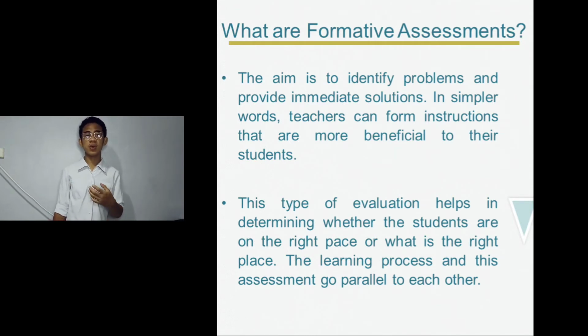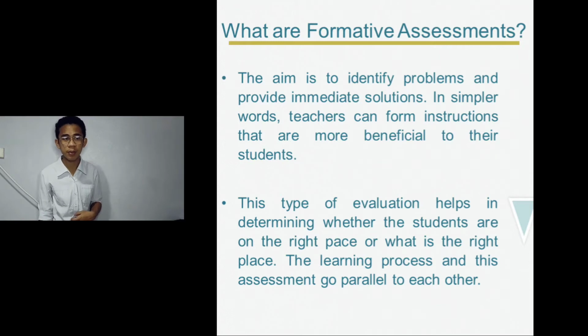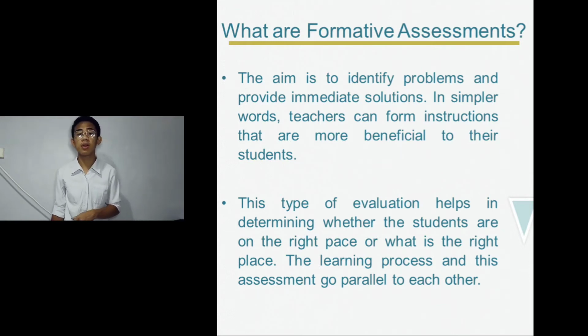The aim is to identify the problems and provide the immediate solutions. In simpler words, teachers can form instruction that is more beneficial to the students. Mostly, this type of evaluation is formal. Moreover, it helps in determining whether the students are on the right pace or what is in the right place.